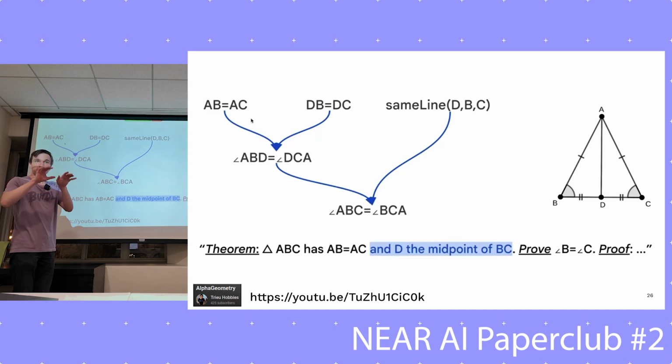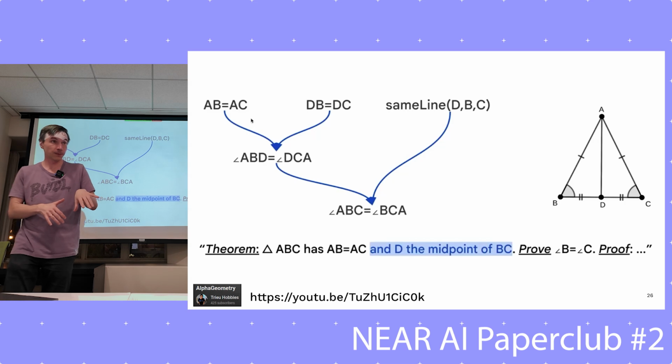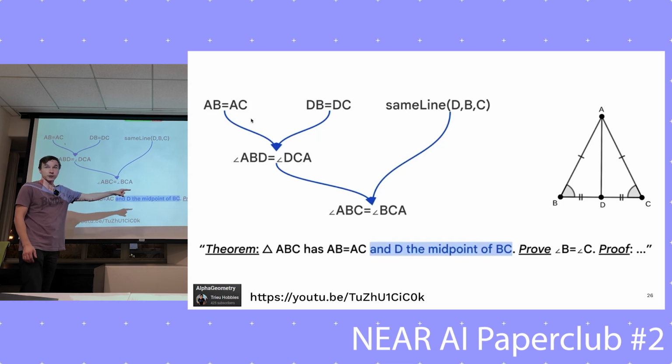so naively, if you just said, mention everything on top, prove the bottom, it would sound like, triangle ABC has AB equals AC, and D is the midpoint of BC, prove that the angles are equal. But everything that involves point D can be dropped from the statement, right? So the problem can become: triangle ABC has AB equal AC, prove that the angles are equal.